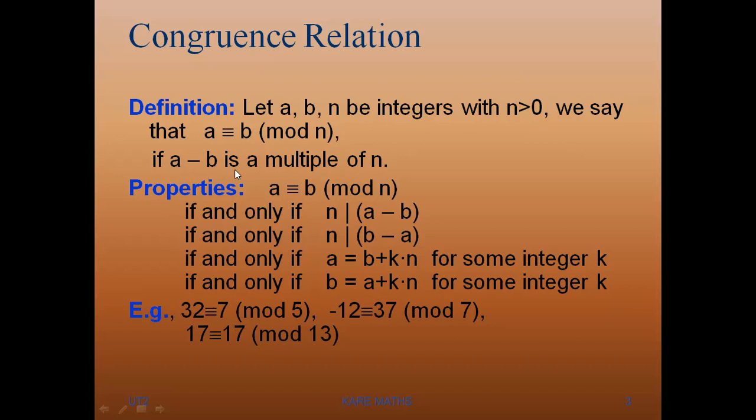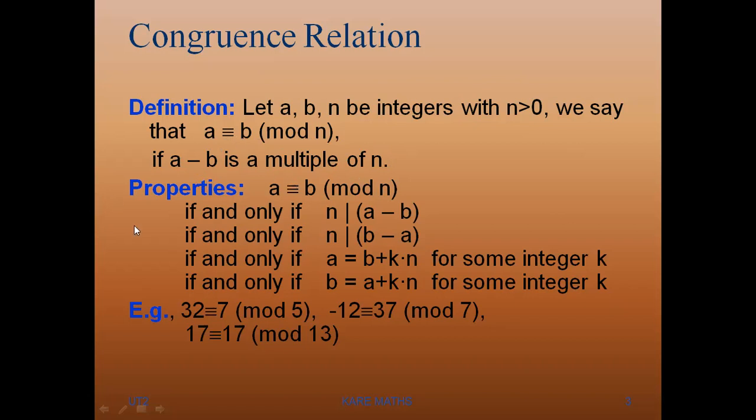That is, if a minus b is 12 and n is equal to 3, what can I say? 12 is a multiple of 3. Otherwise, 3 divides 12. Both are the same. So if one number is congruent to another number modulo some number, then its subtraction should be a multiple of the modulus n. So a is congruent to b mod n if a minus b is a multiple of n.